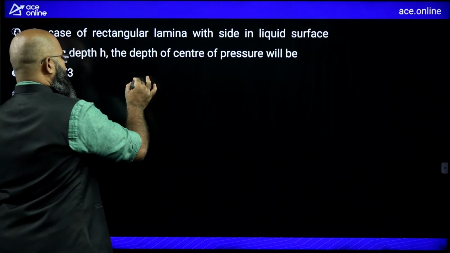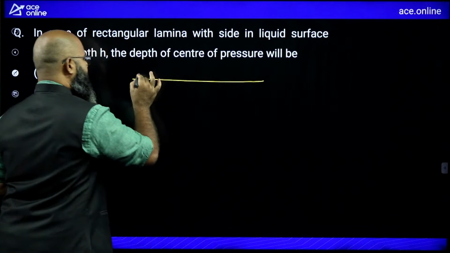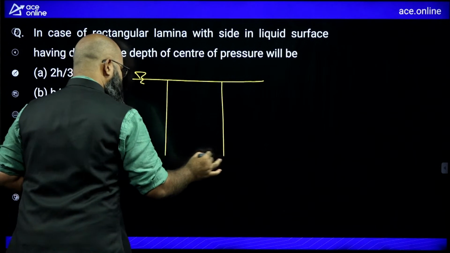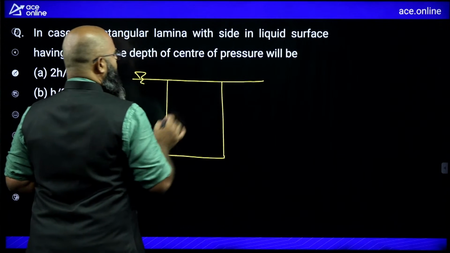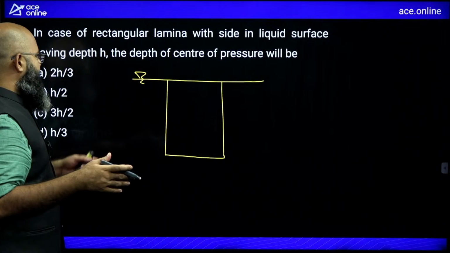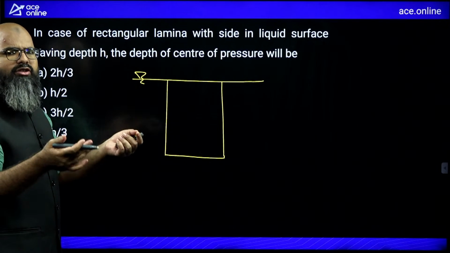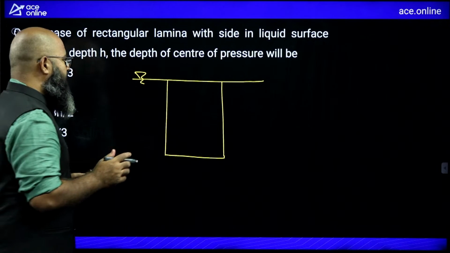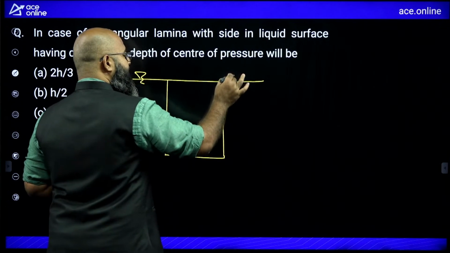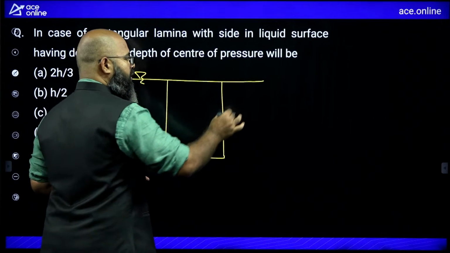Now you see, he's saying, imagine that this is a fluid you are having. You are having a rectangular lamina such that one side is on the liquid surface. It is vertically kept over here. He has not mentioned any inclination, so I'm going to assume it is vertically kept over here. And one side is touching the liquid surface. In this case, the depth of center of pressure will be lying at what position?